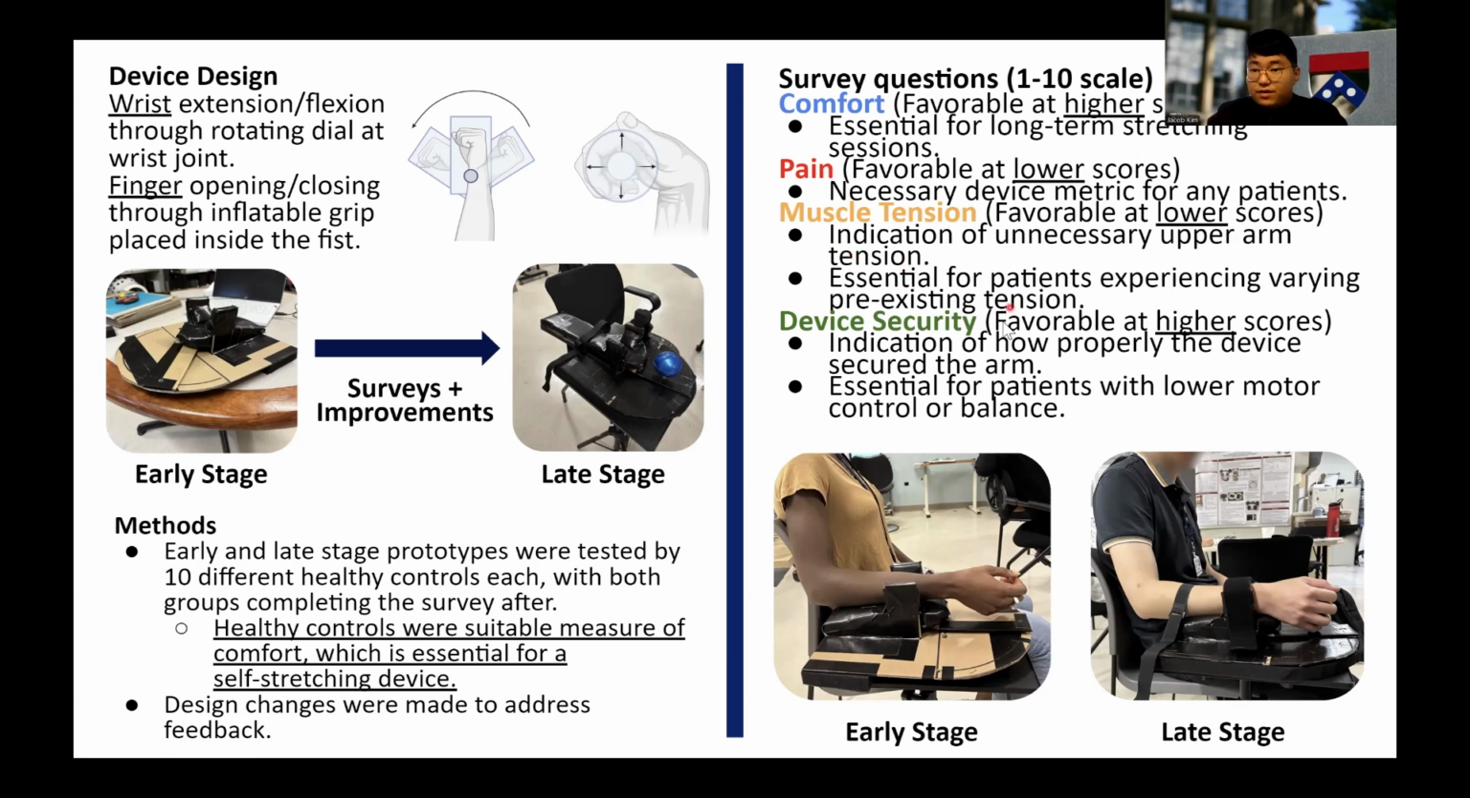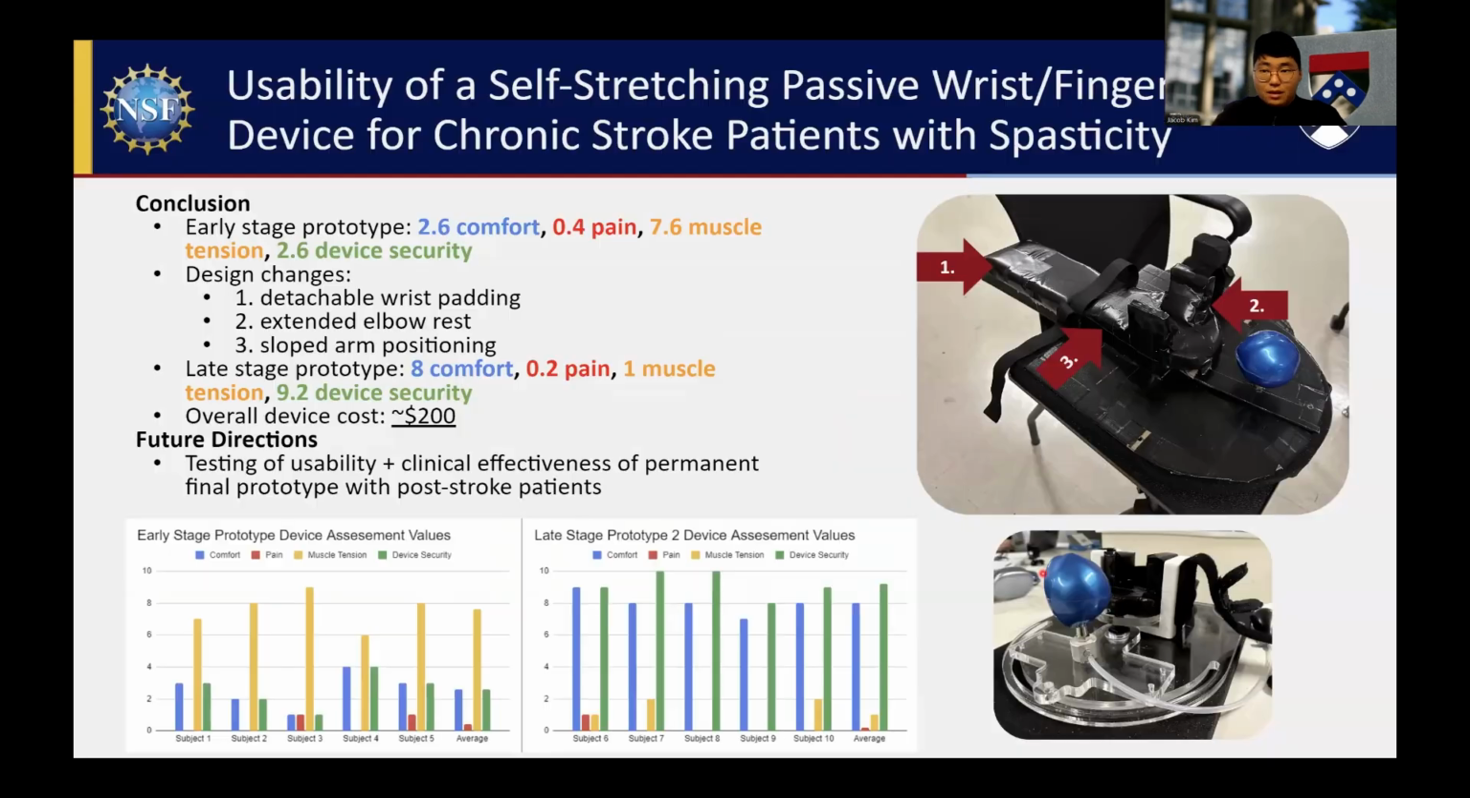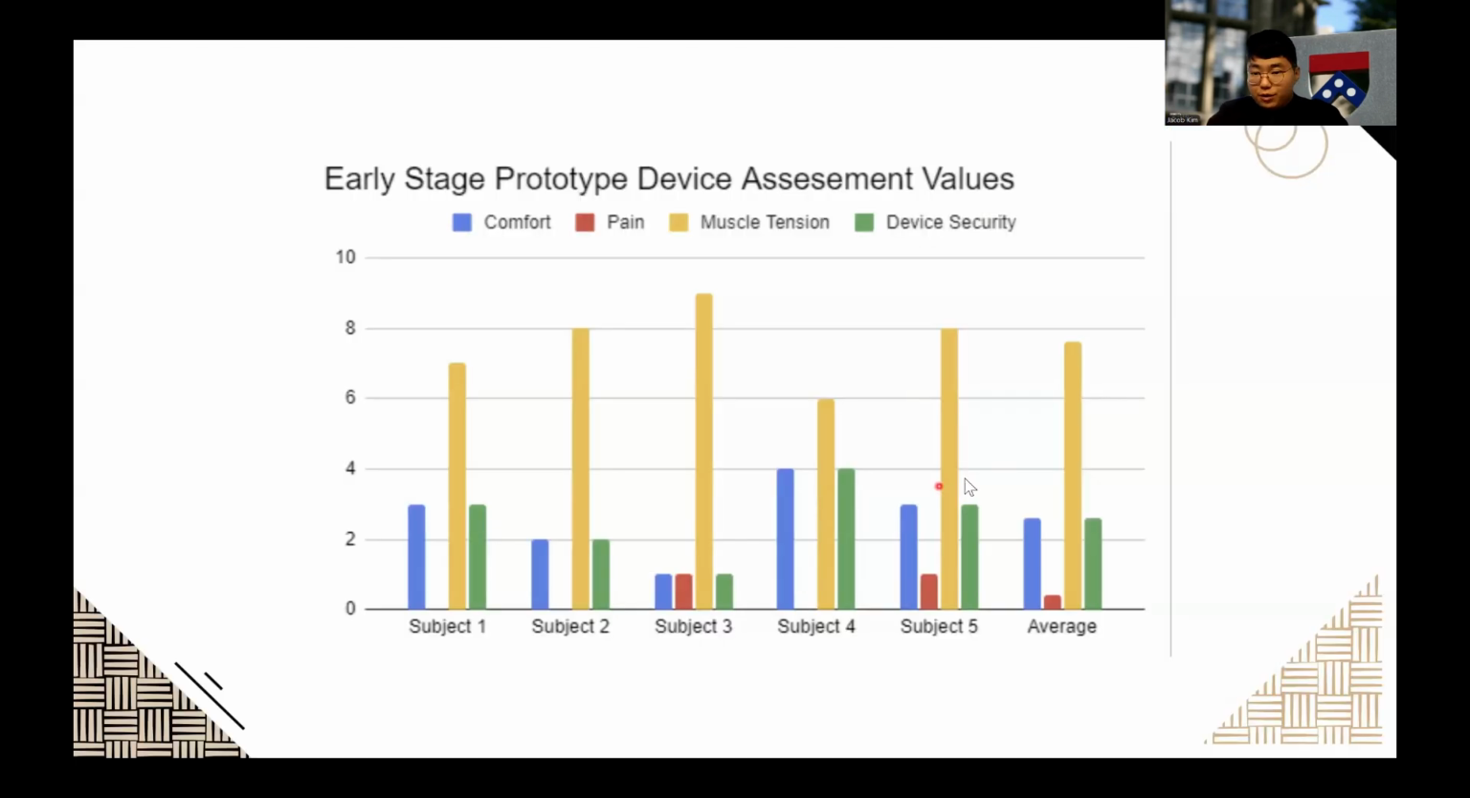And device security was favorable at higher scores because it was an indication of how properly the device secured the arm. As you can see over here, this is a picture of our early stage prototype, and this is a picture of our late stage prototype. Now, for the collected data, we see that the early stage prototype had a low comfort value, meaning that the device was overall not comfortable.